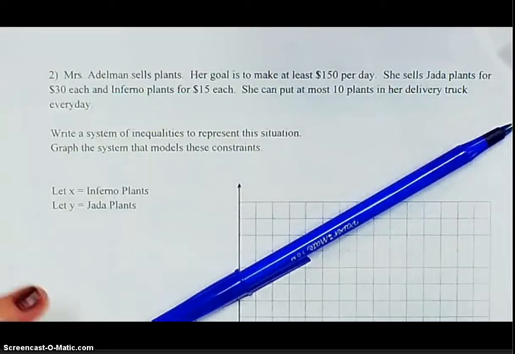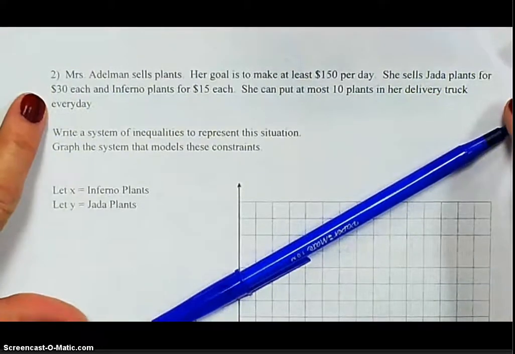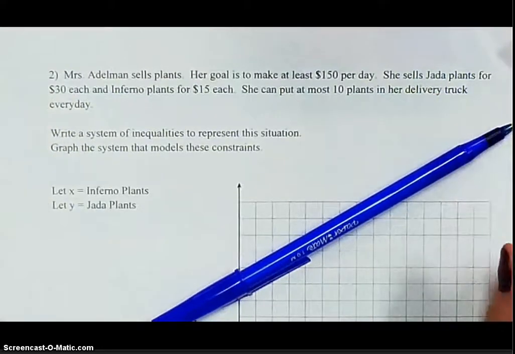Mrs. Edelman sells plants. Her goal is to make at least $150 per day. She sells Jada plants for $30 each and Inferno plants for $15 each. She can put at most 10 plants in her delivery truck every day.